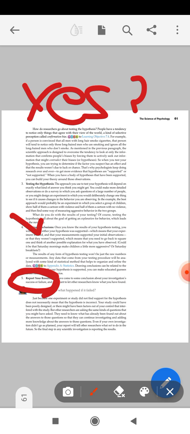Second one, if your experiment is successful, then what should you do? Obviously you should report, so that others can learn and they may repeat your experiments.